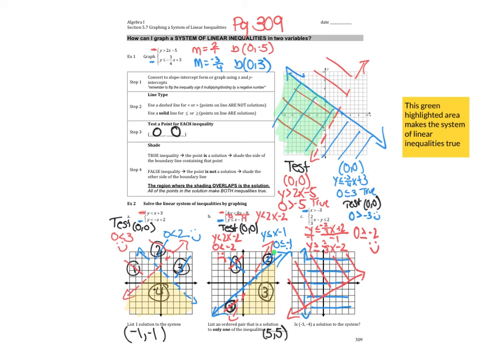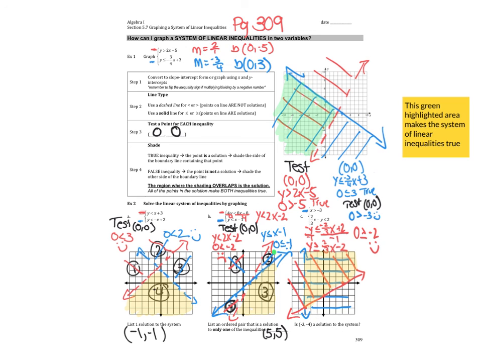So now, looking at where the areas are shaded, this section here, where you have both your blue and your red, that is the area that makes both inequalities true. That makes the system true. So now the final question is asking, is -3, -4 a solution to the system?